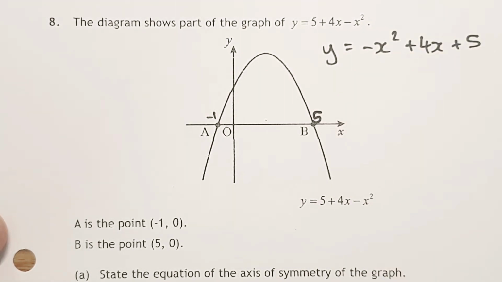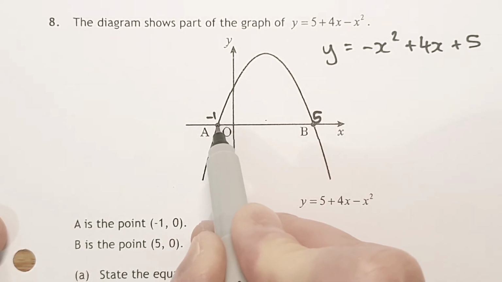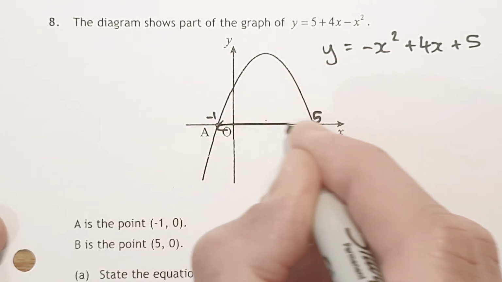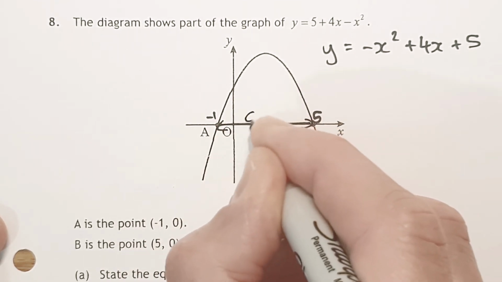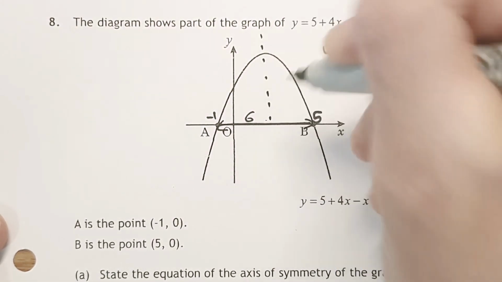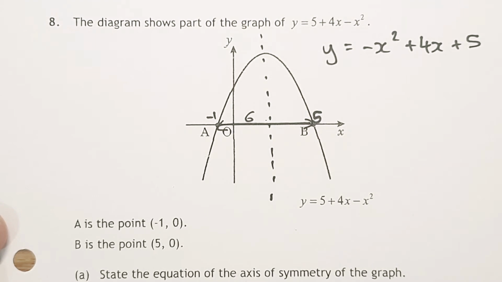First of all, it asks us to state the equation of the axis of symmetry. Now, there's a couple of ways you can do it. You can do it by completing the square, but we don't need to in this one, because we can see that -1 and 5, that's 6 units apart. So that's going to be a measurement of 6 there. So the axis of symmetry is just going to be halfway between -1 and 5. Well, half of 6 is 3.